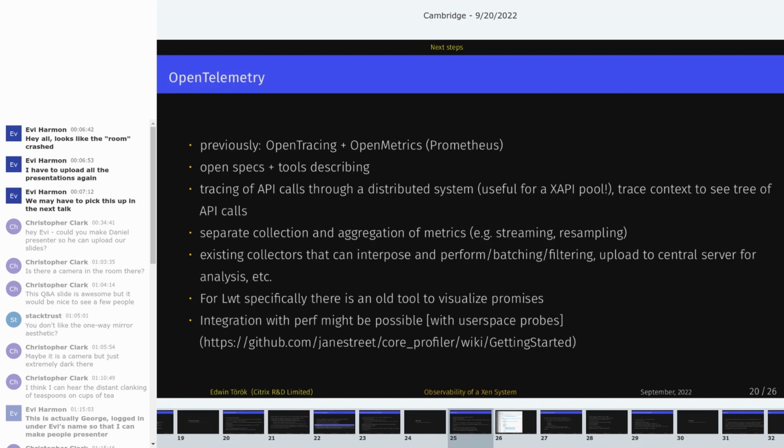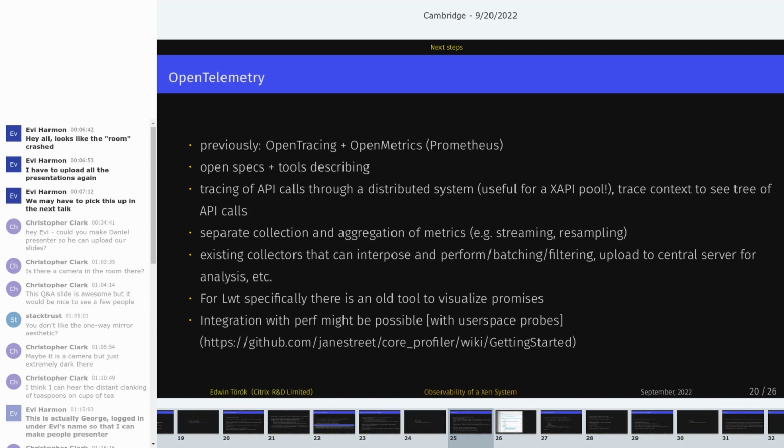So I already mentioned OpenTracing and OpenMetrics. We try to add that to the code. I'll show an example a bit later on. And especially it would be useful because we run a pool with multiple servers. You start an API call on one host. It doesn't necessarily stay on that host. It usually needs to do API calls to other hosts.